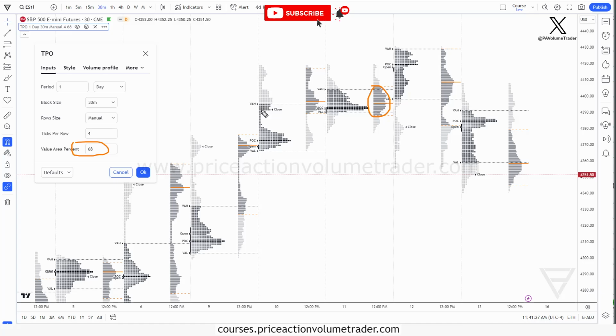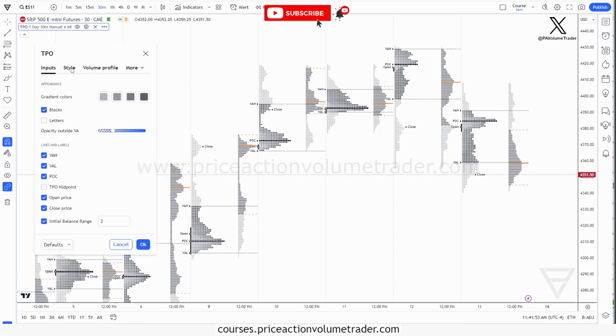So the value area, for example, on this market profile means that during this trading day from here all the way to here, 68% of the time the market was within this price range. Okay, so just remember that when you're thinking of market profile, you're thinking of time versus price. Volume profile, you're thinking of volume versus price.